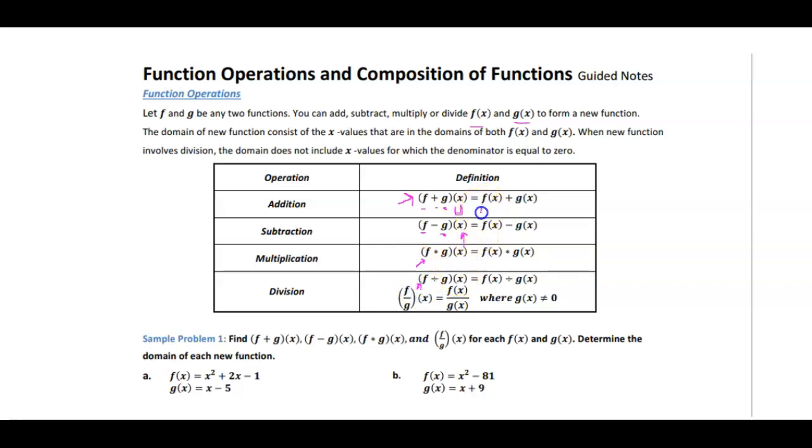We'll take the function they give us, if we're adding, and add it to the other function. Subtraction will do the same. We'll take the function they give us and subtract it from the other function. Same for multiplication and same for division. All right, so let's go through the practice of all of those operations.